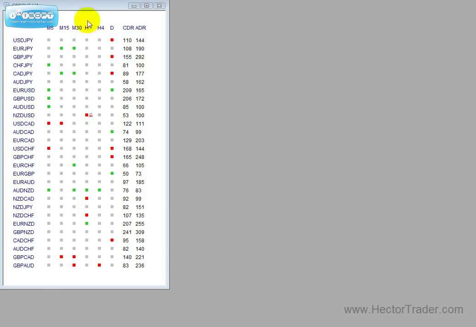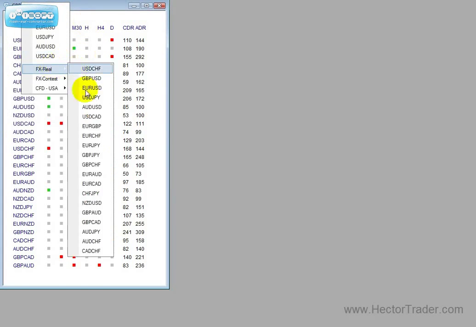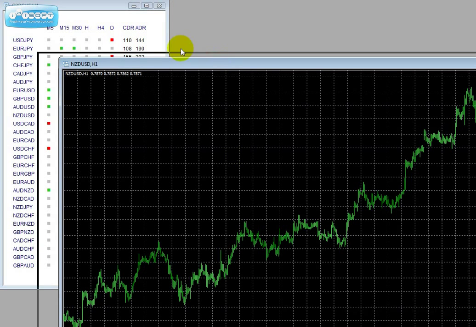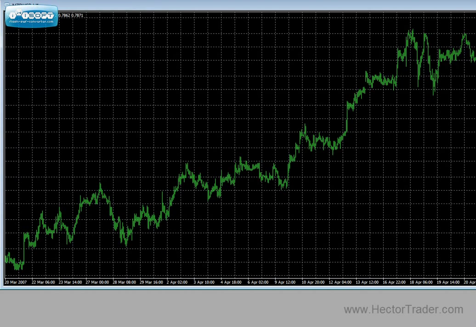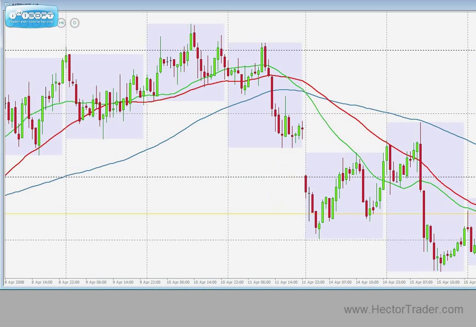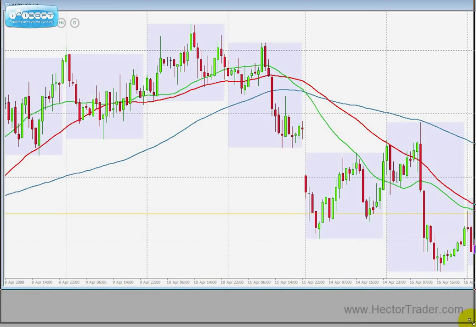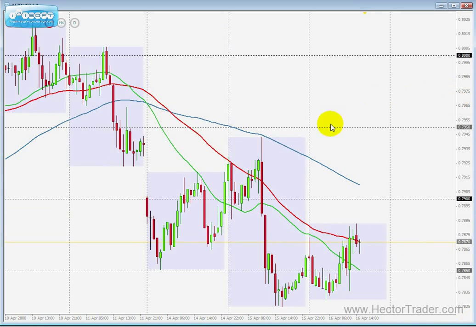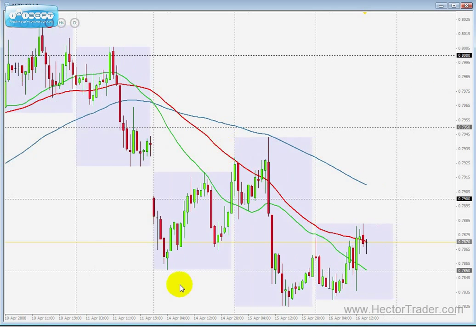Okay, let me pull out the New Zealand dollar against the USD. Let me pull out the chart. There it is. Let me apply the template, and now scroll forward into the right end of the chart. Okay, this is the hourly time frame for the New Zealand dollar against the USD, the Kiwi.